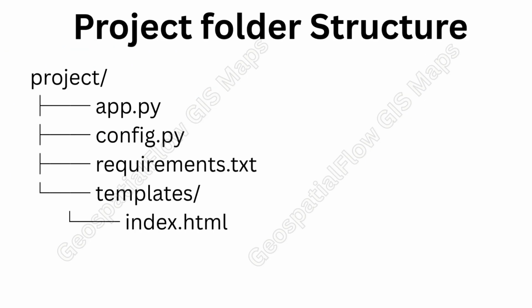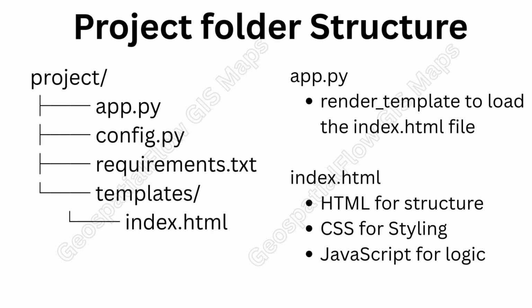To build the front-end, we first update our project structure. We create an index.html file inside the templates folder. In the Flask app, or app.py file, we use the render_template function to serve this file as our home page. This allows Flask to load the front-end page correctly. The index.html includes HTML for structuring, CSS for styling, and JavaScript for logic that fetches data from Google Earth Engine.